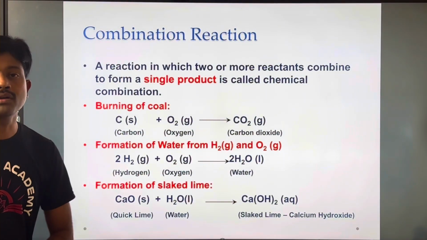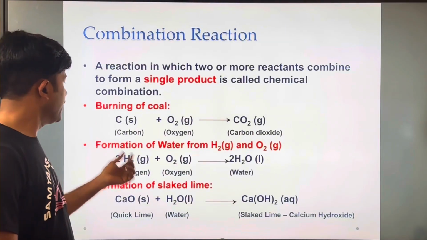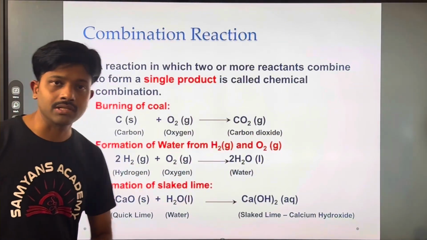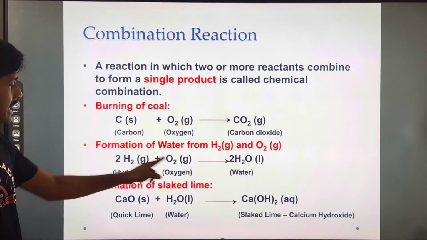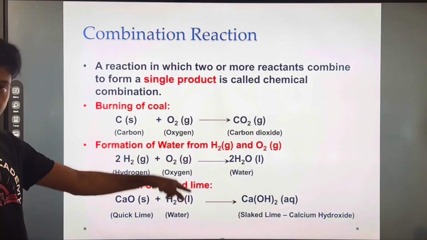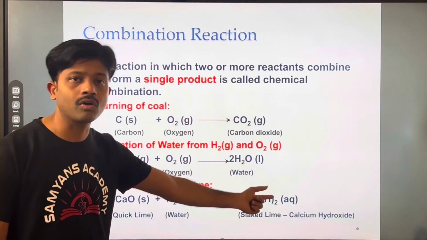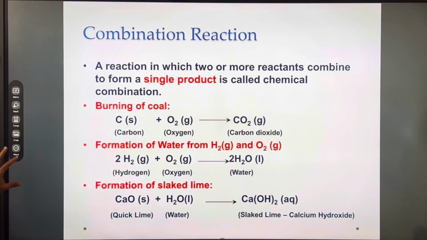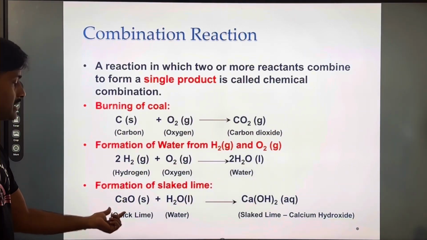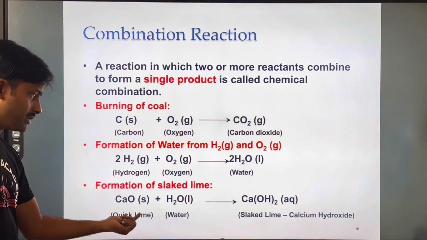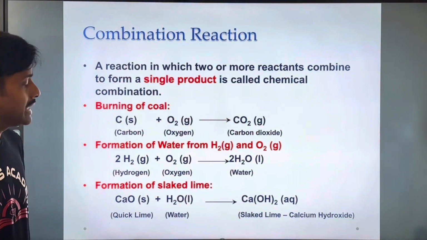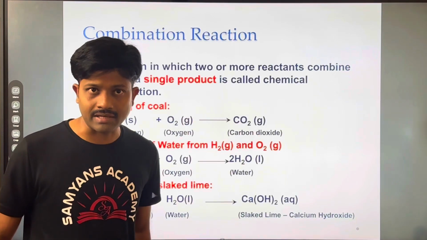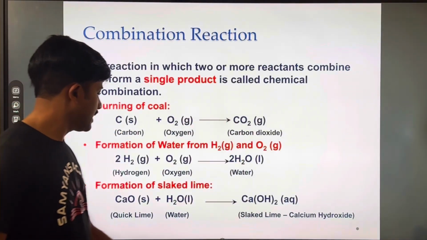Next, the formation of water from hydrogen and oxygen gas. When you combine hydrogen gas and oxygen gas, it forms water, which is in liquid state. Two reactants, hydrogen gas and oxygen gas, combine and form one single product, water. And now here we have the formation of slaked lime. Slaked lime is made from quicklime, a dry powder, calcium oxide, in solid state. When it is combined with water, H2O, it forms slaked lime, calcium hydroxide, which is in aqueous state.